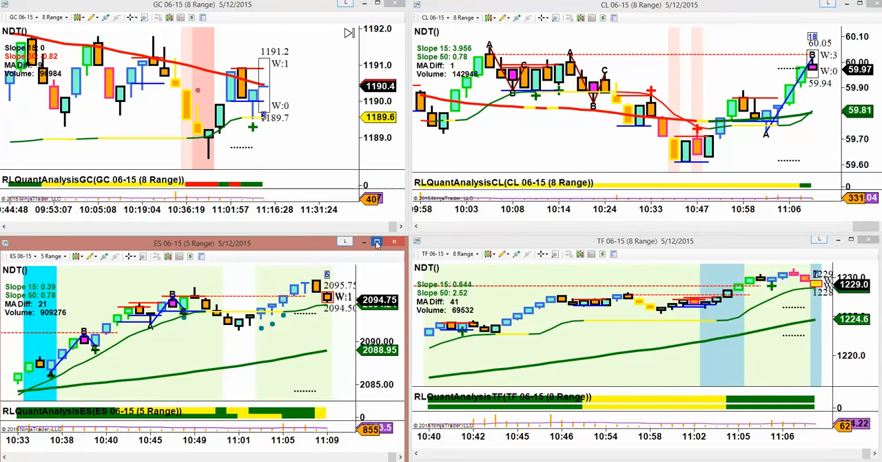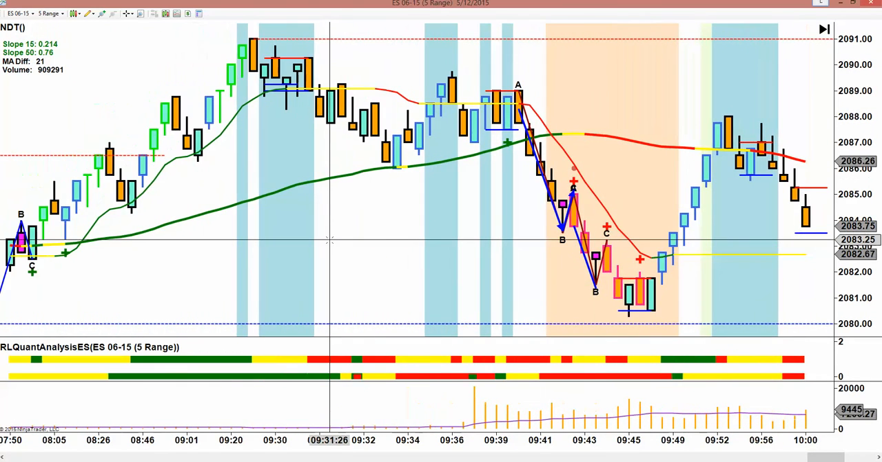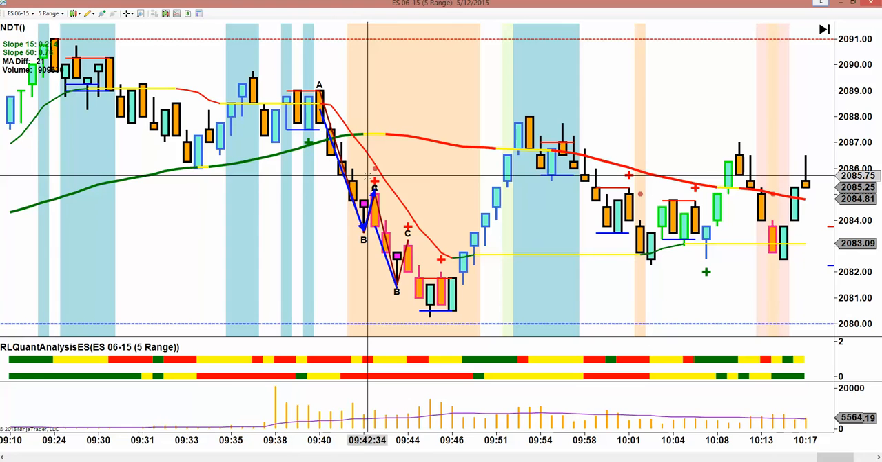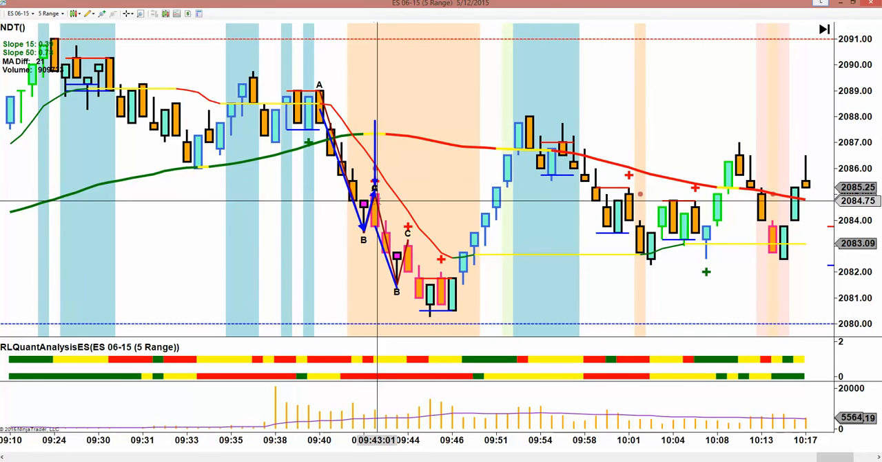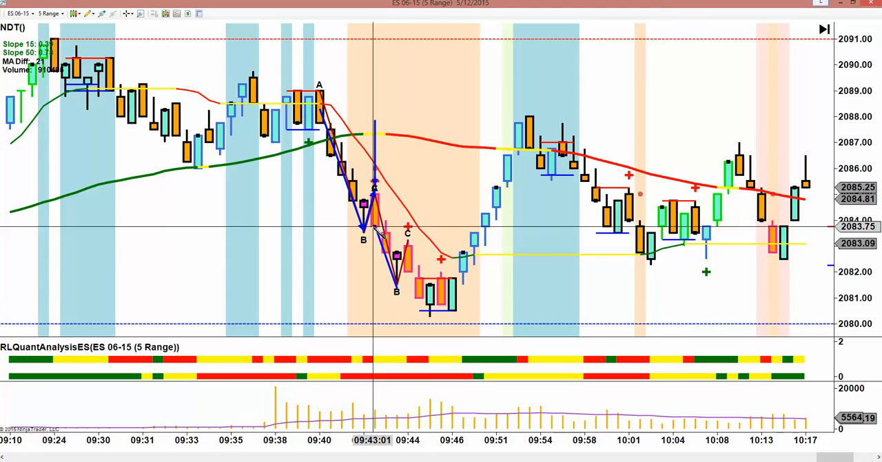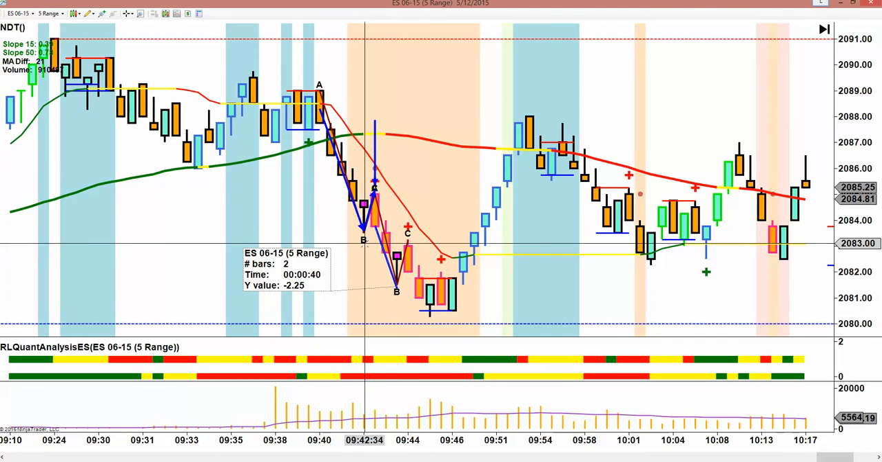Now on the ES, we only traded for an hour and a half this morning. At 10 o'clock we were finished. Now I missed this really nice short. We had dual quant confirmation on this short, and this would have been a nice short on the ES. This would have gone 9 ticks.